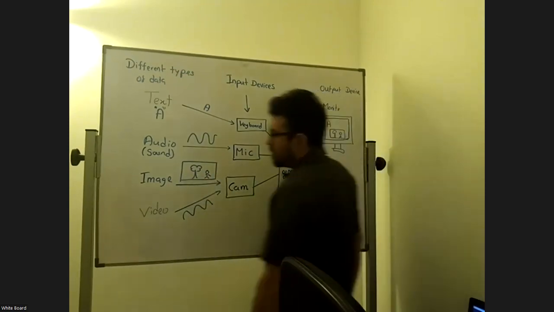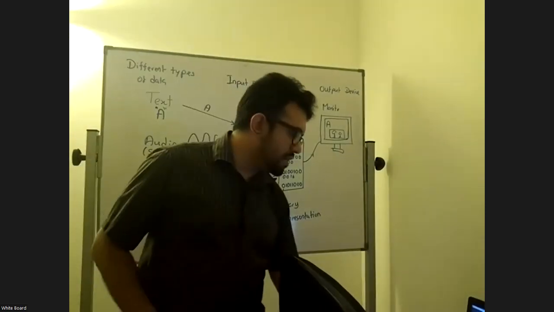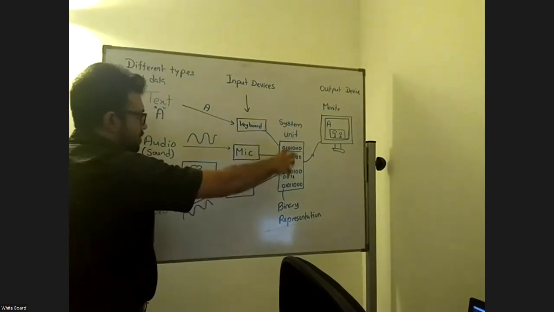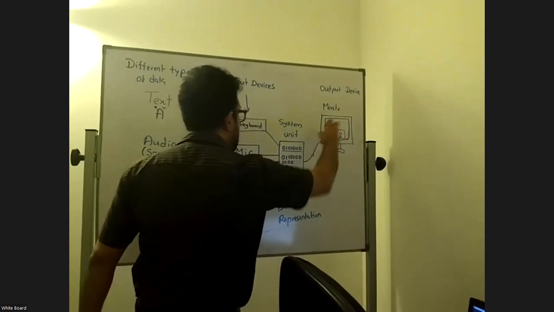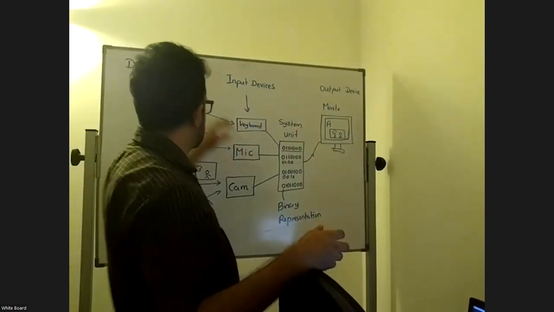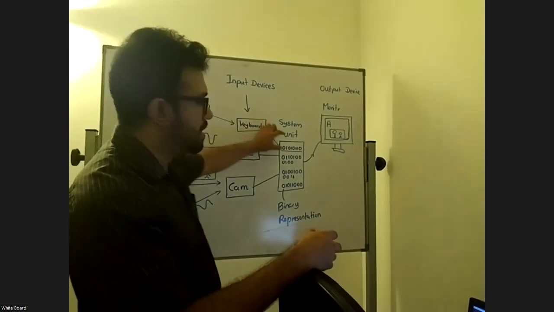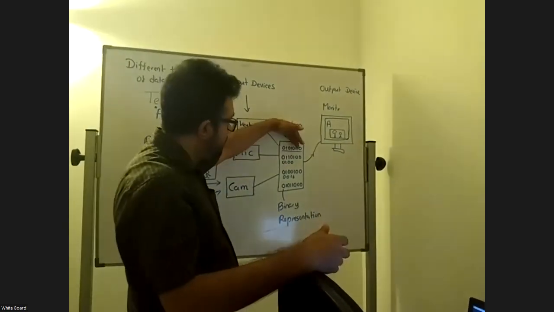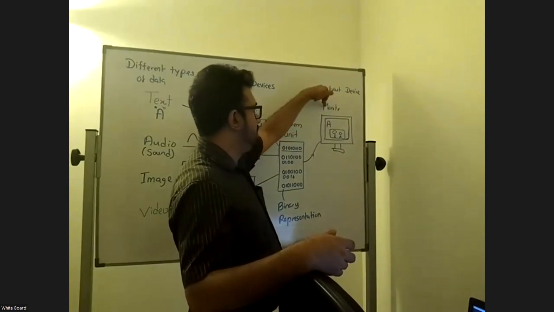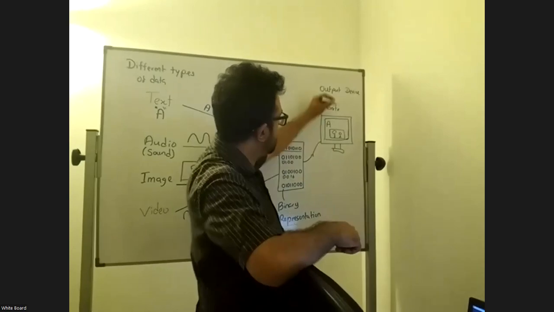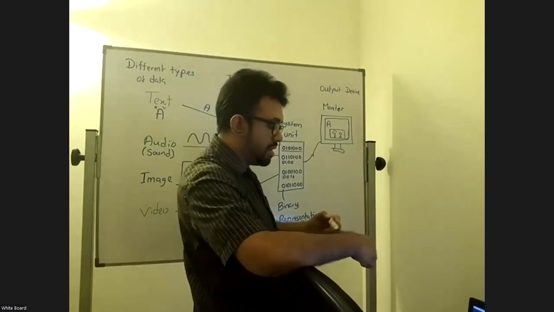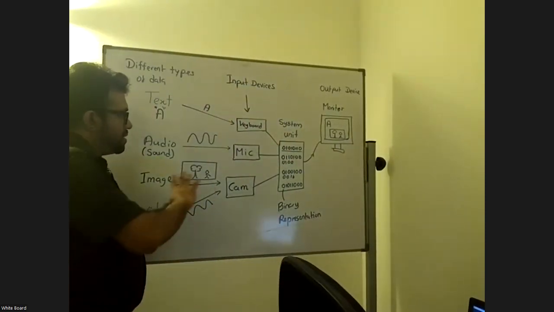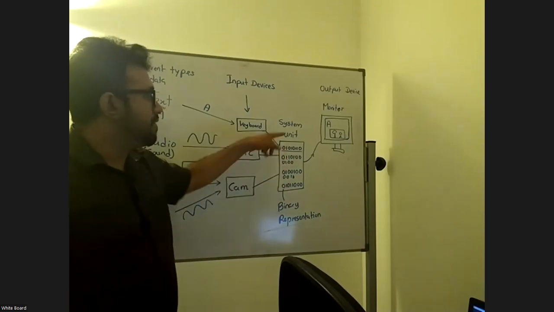Right? So now you can see the conversion is happening back and forth. First it will be converted to binary, and then it will be converted back to whatever we can interpret or see. So monitor, printer, projector, all these are output devices. So this representation we are going to study further.